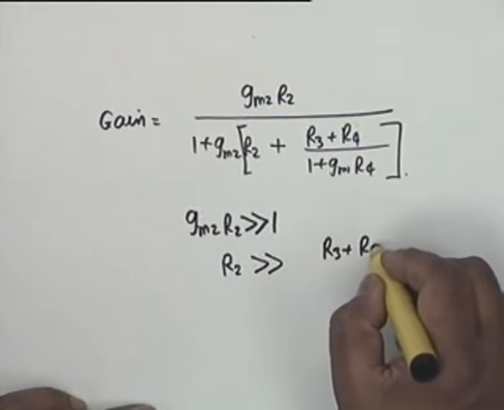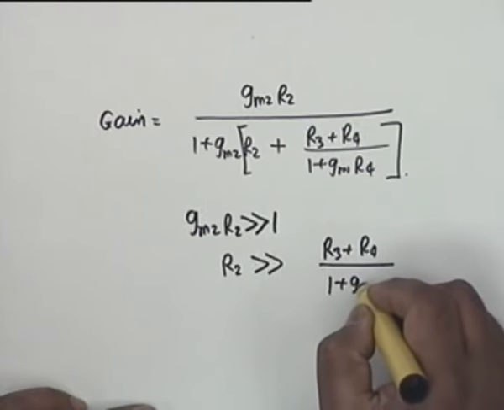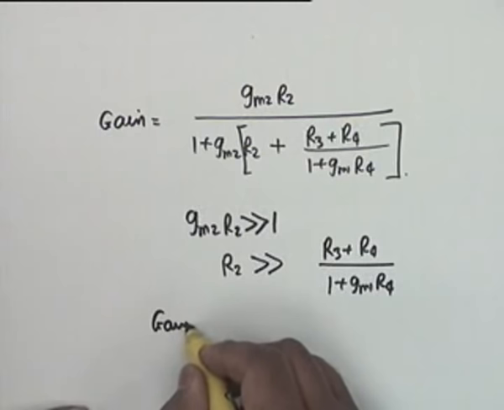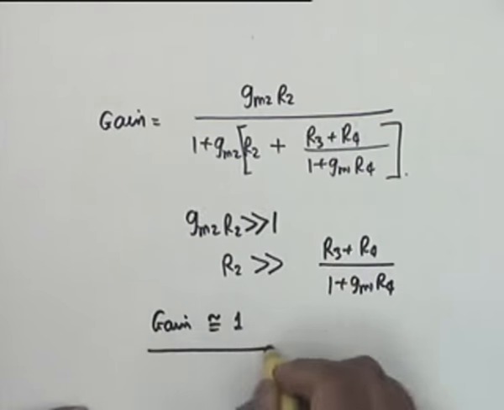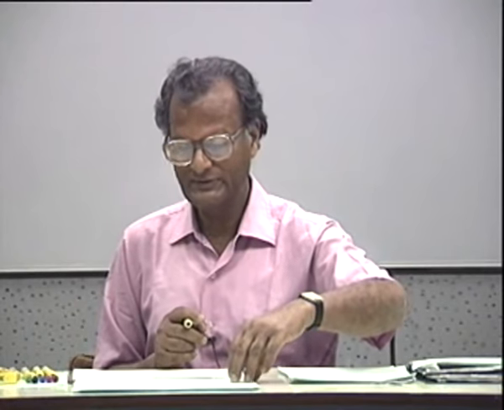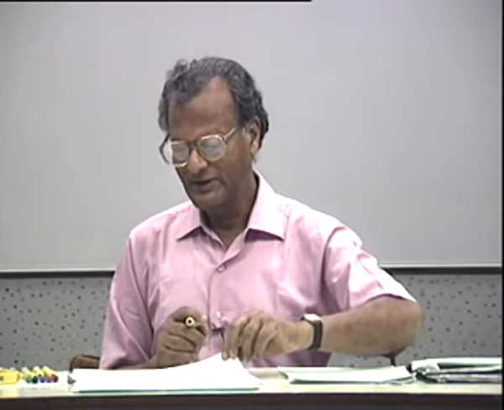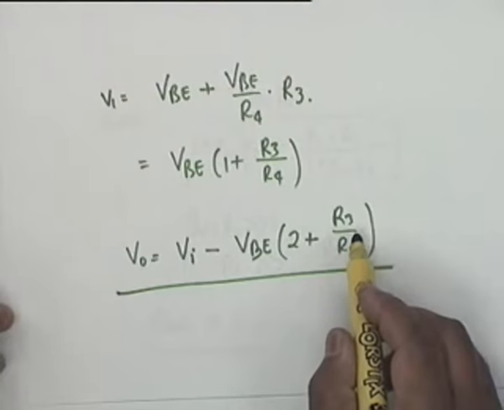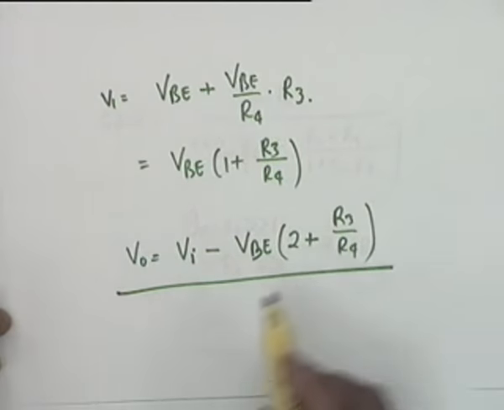Now if GM2 R2 is much greater than 1 and R2 is much greater than R3 plus R4 divided by 1 plus GM1 R4, which can be very easily designed, you see that the gain, signal gain, is approximately equal to 1. Alright, so this is taken care of. VBE multiplier is very often used in an op-amp, level shifting. The advantage of this circuit is that the shift can be adjusted. You can get any amount of shift.